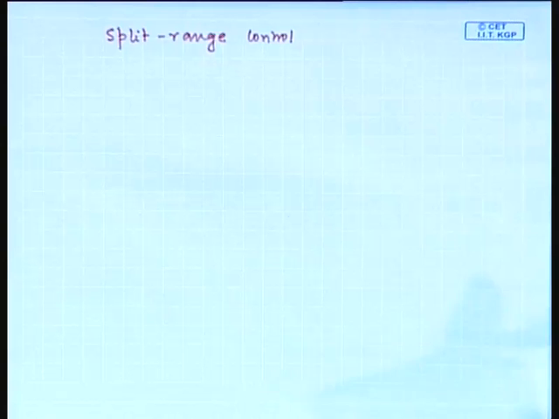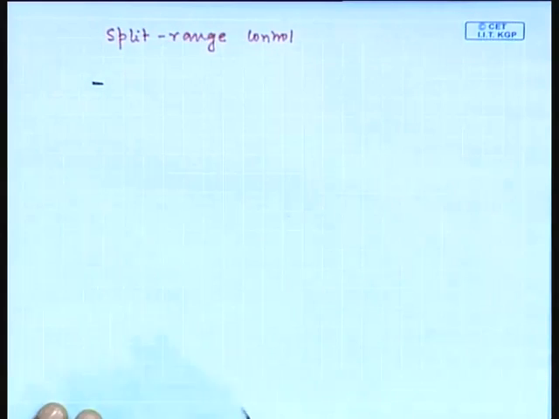Split range control. We discussed the cascade control scheme previously, and in the cascade control scheme there was more than one measurement, but one manipulated input. But for split range control, the fact is opposite. One measurement, but more than one manipulated variable involved.